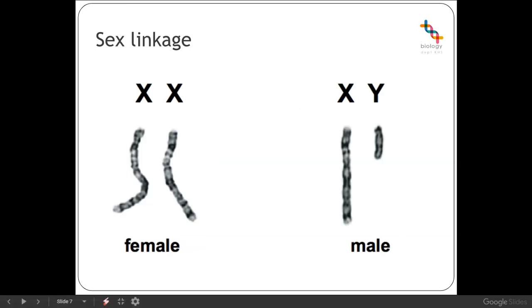The X chromosome has got lots of genes on it which do not have homologous gene alleles on the smaller Y chromosome, and this leads to sex-linked patterns of inheritance. So the fact that a female has two X chromosomes and the male has the X and the Y means the male is essentially missing some homologous genes on that Y chromosome.